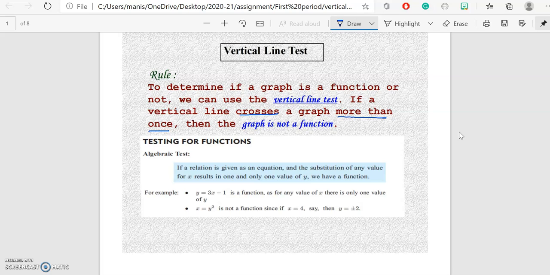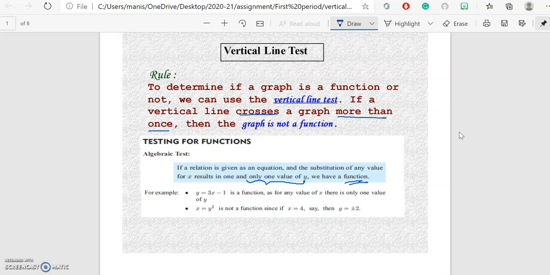Algebraic test. If a relation is given as an equation and the substitution of any value for x results in one and only one value of y, we have a function. It says one and only one value of y, we have a function. For example, y is equal to 3x minus 1 is a function, as for any values of x, there is only one value of y.